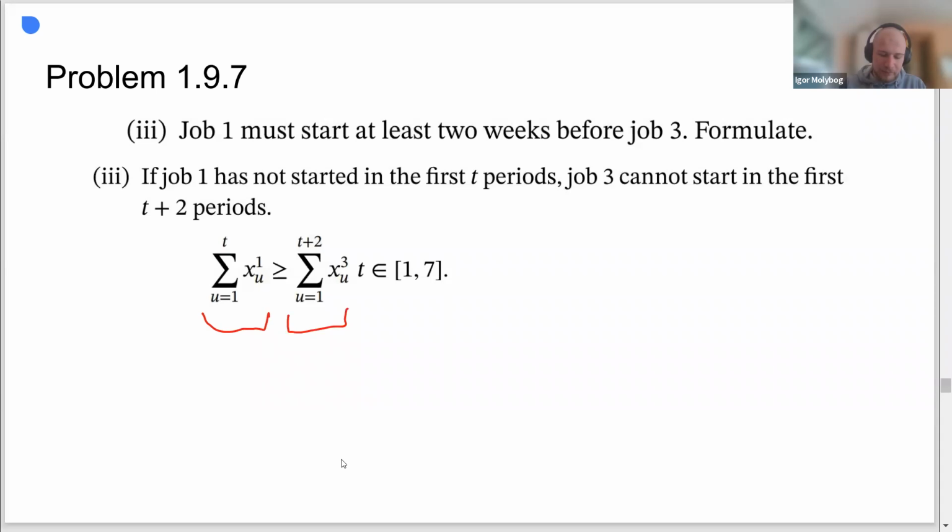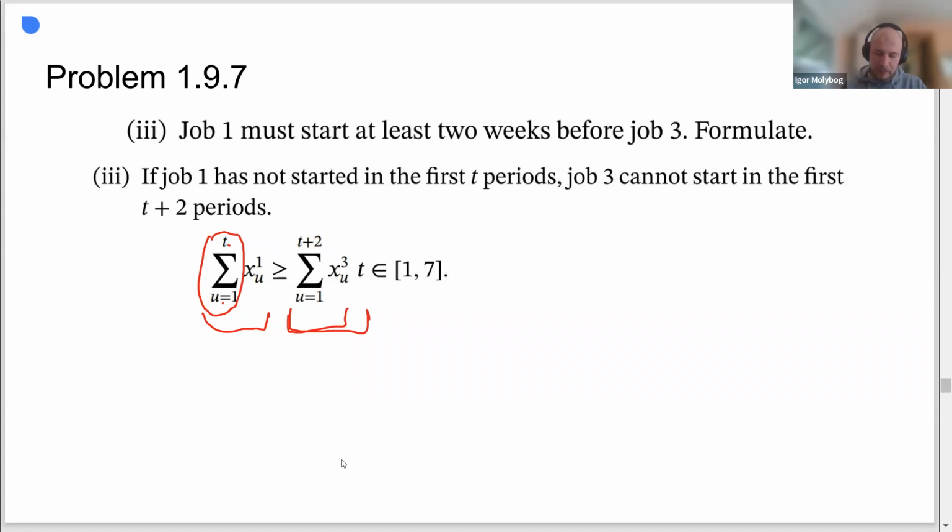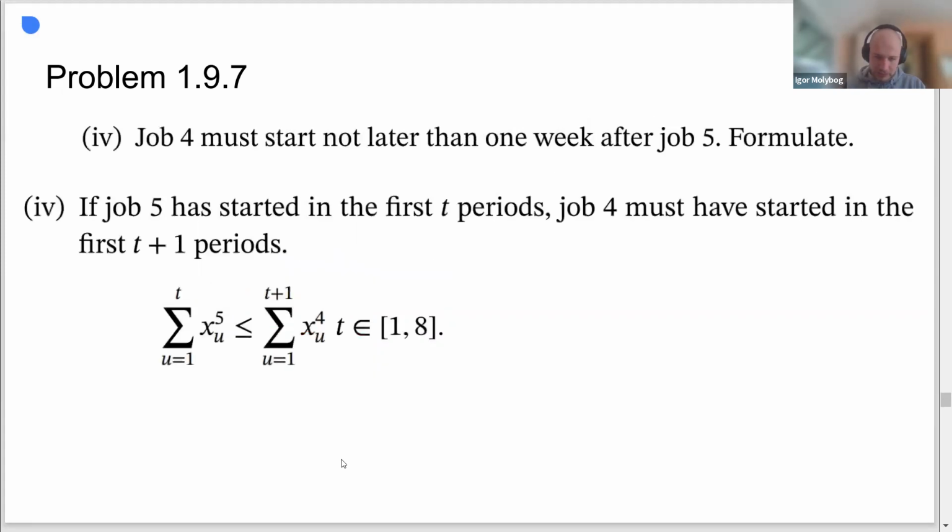So this is the summation. This is the expression that is telling us that job 1 has started during the periods from 1 to T, and this is the expression that is telling us that job 3 has not started essentially after the specific time frame. I think this is it.